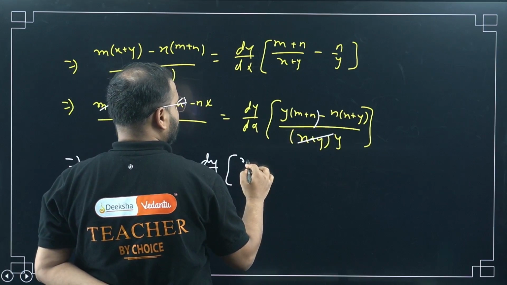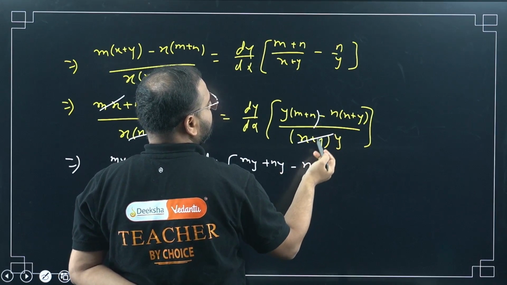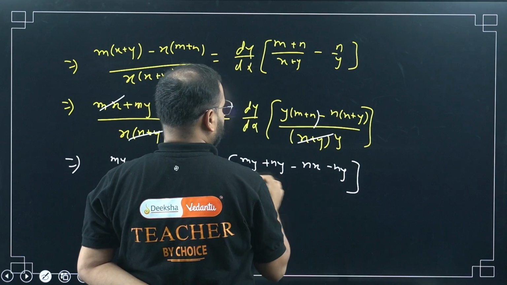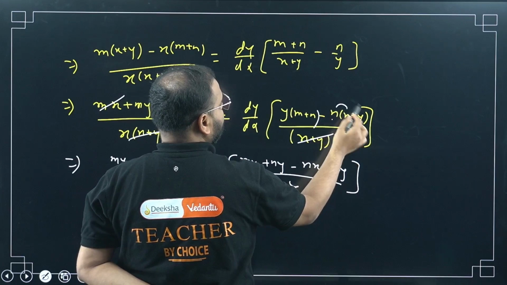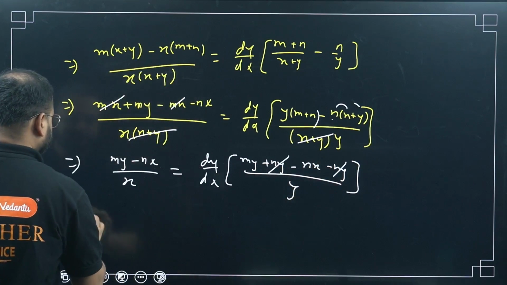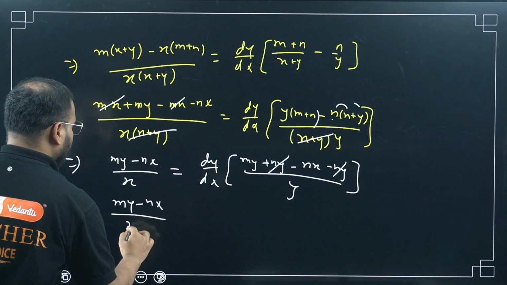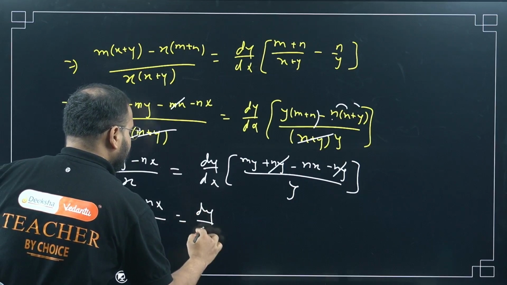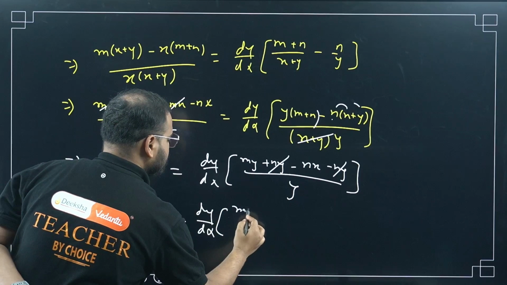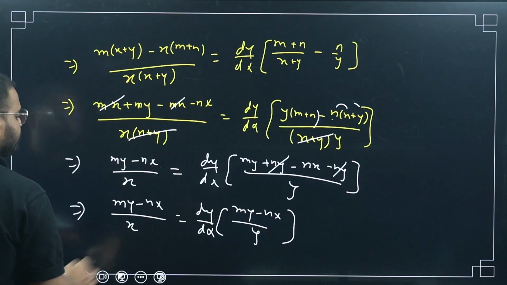If I expand it, my plus ny minus nx minus ny upon y. Anything can be cancelled? ny is cancelled. Please check here. I have my minus nx upon x equals dy by dx. What is this? my minus nx. This is my minus nx. Please check now.